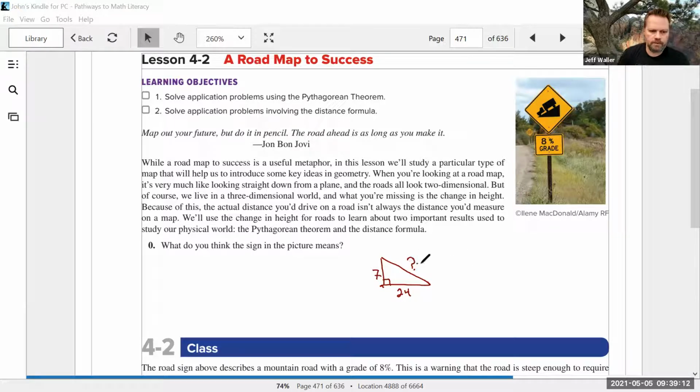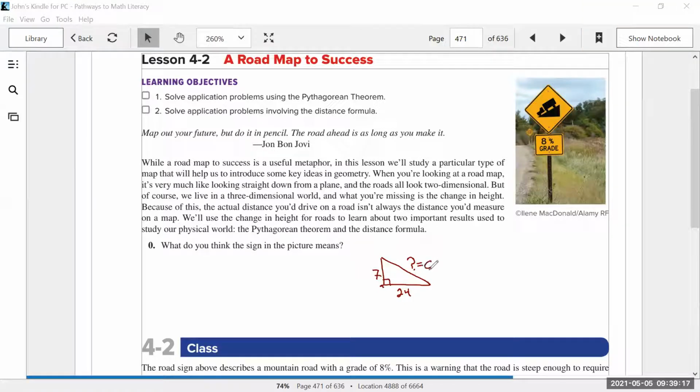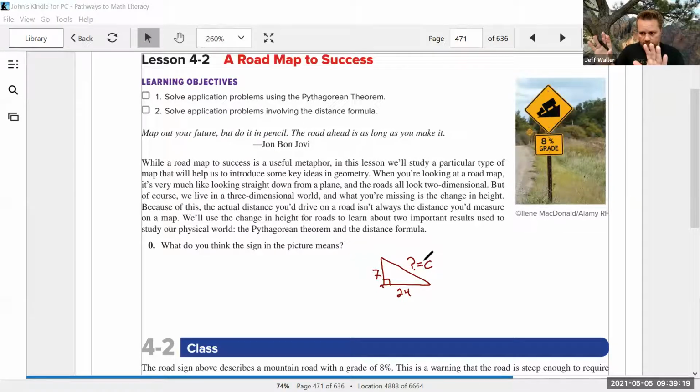What are you going to call this side? C. C square. You're going to call it C, because it's across from the right angle.